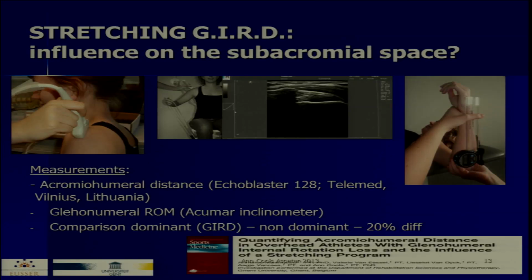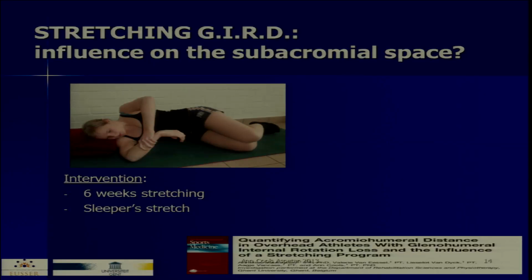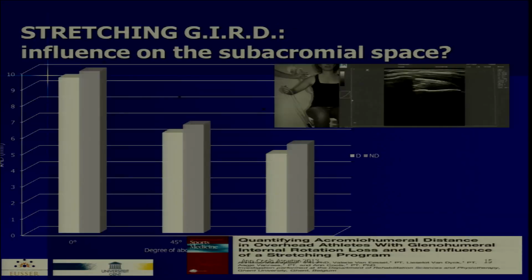We had actually 2 research questions. One was, is there a relationship between GIRD and the acromiohumeral distance? And the second one was, can I do something with stretching? So the intervention in the study was a 6-week home stretching program consisting of the sleeper stretch. The first result of the study was that indeed there was a significant difference between both sides regarding the acromiohumeral distance, telling us something about the subacromial space, meaning that in all 3 positions, 0 degrees, 45 degrees, and 60 degrees, there was a significant decrease in the acromiohumeral distance.